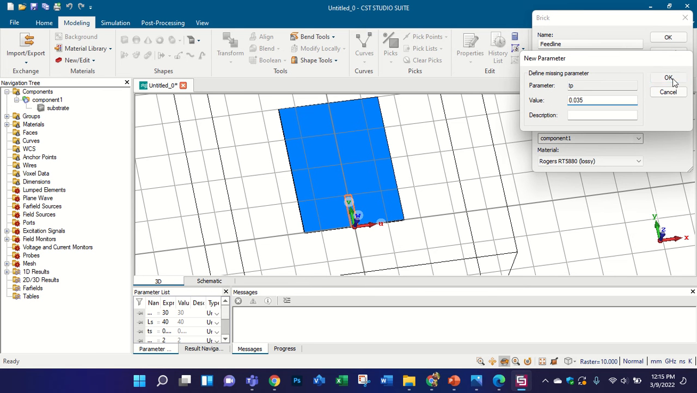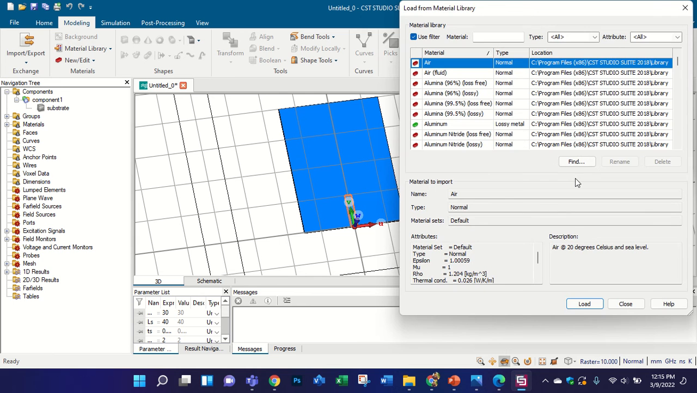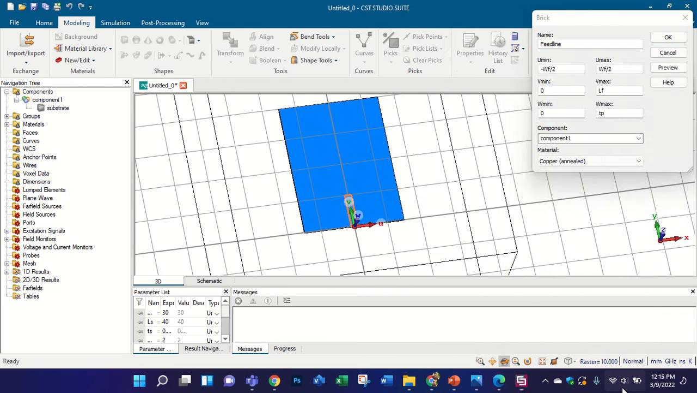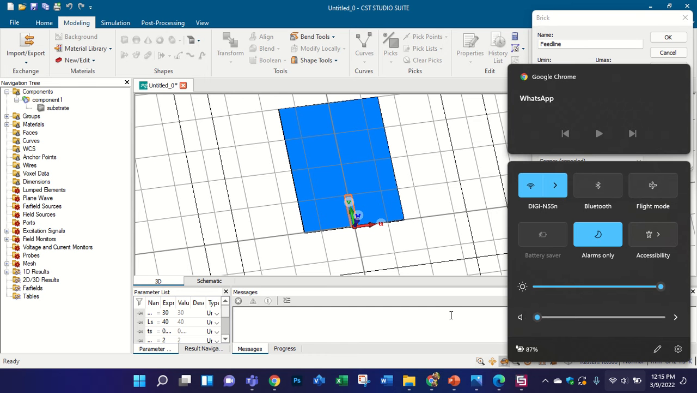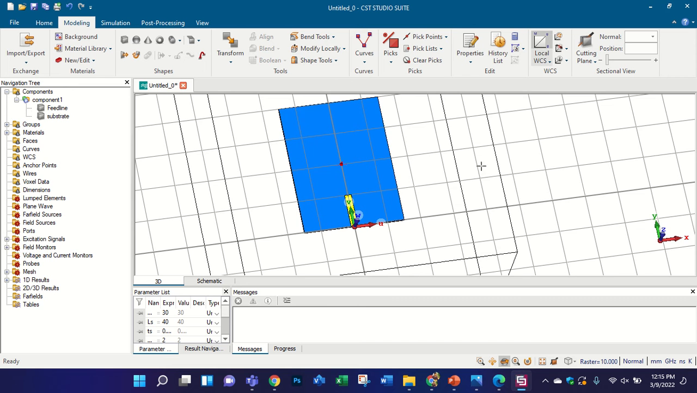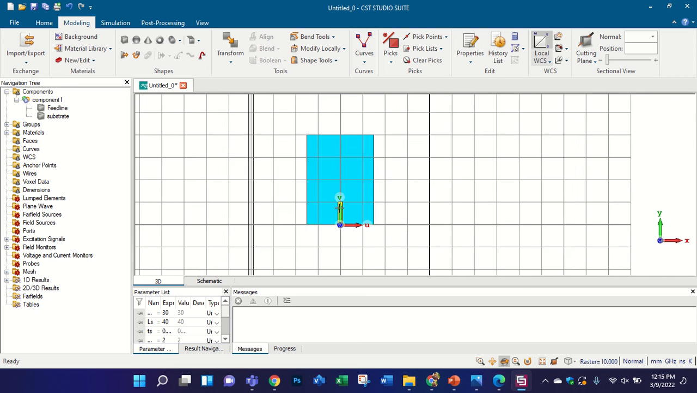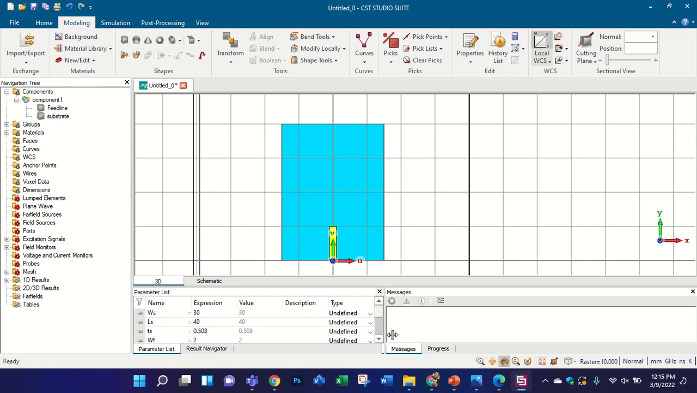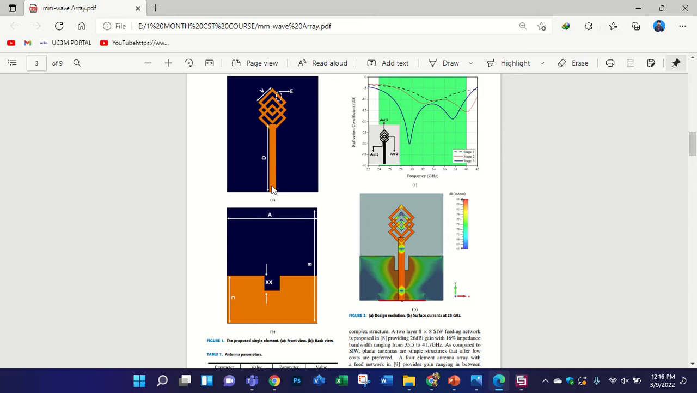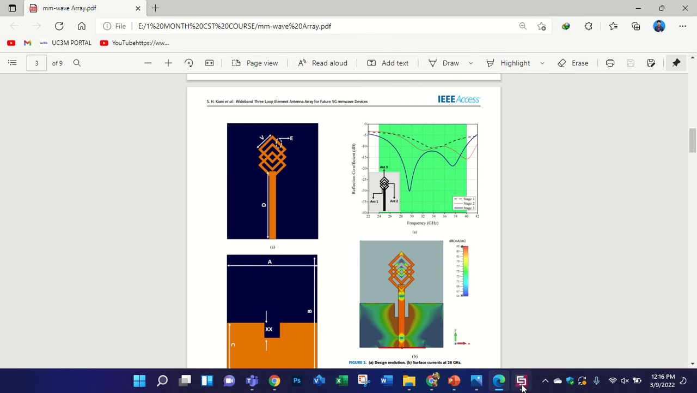0.035. I am using copper here. Okay, this is a field line. Okay, but we need a longer field line. Okay, this is the field line, and we are going to create a shape like this. Okay, it is very simple.